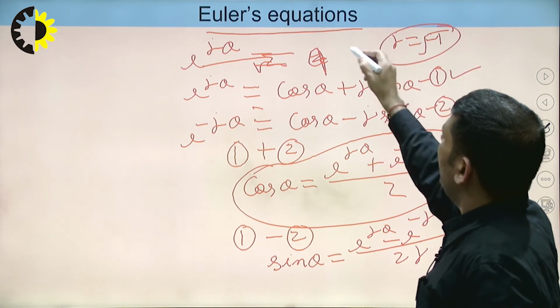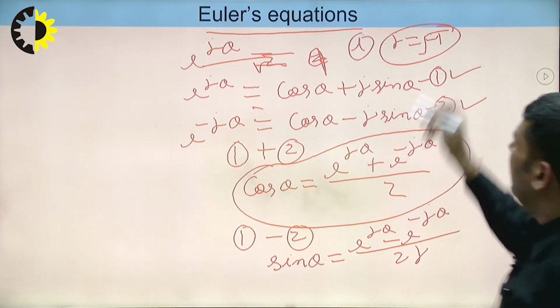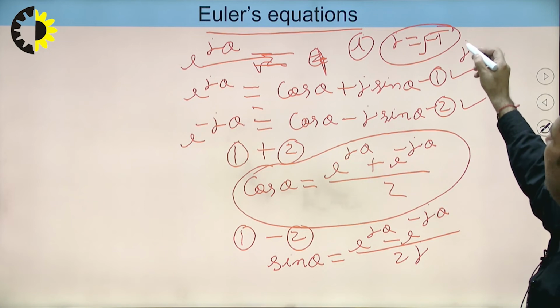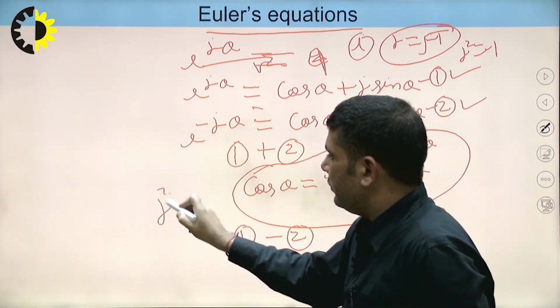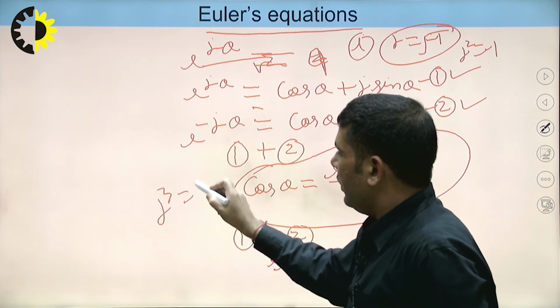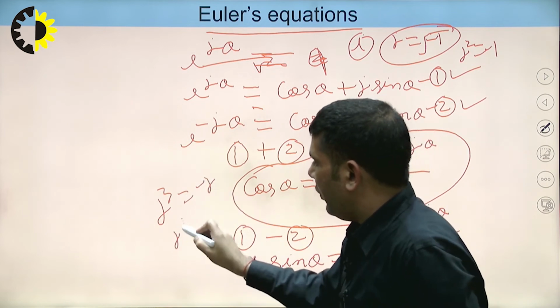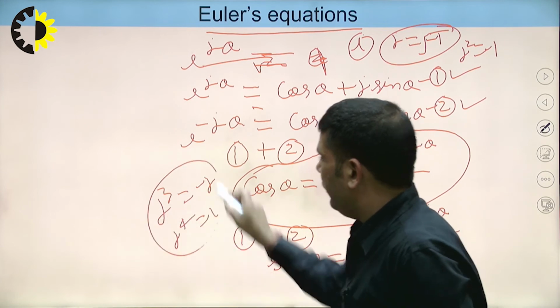Iota, we can say iota also. J square is minus 1, j cube is minus j, and j raised to power 4 is 1. We already know about this.